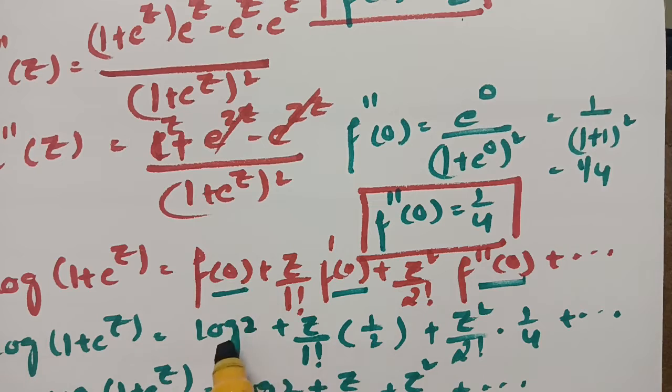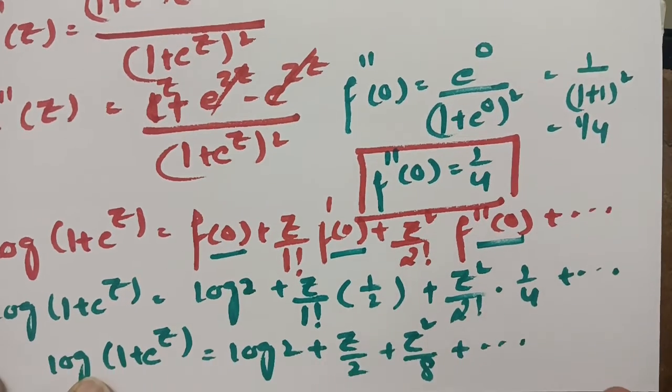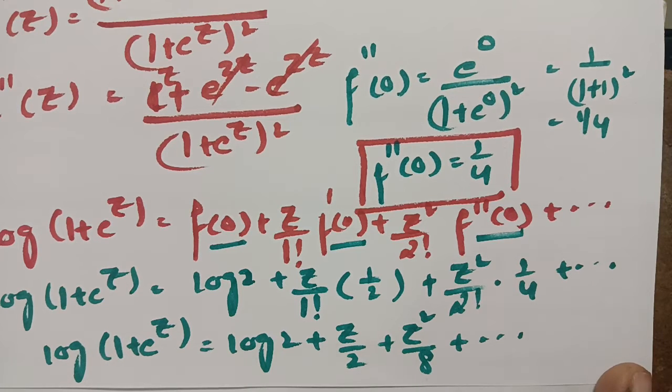So f of 0 value is log 2, f dash of 0 is half, f double dash of 0 is 1 by 4. So if you multiply, we'll be getting the value of log of 1 plus e power z as log 2 plus z by 2 plus z square by 8 according to the Taylor series.